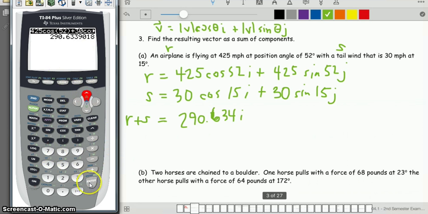You could simply arrow up and then just go over and change the cosines to sines. You want to be careful just to make sure you do it on both. This is a shortcut. You don't have to do it this way. You can type it in if you desire to do that.